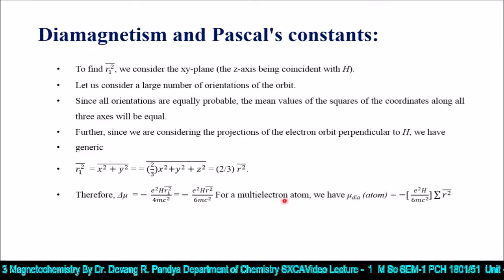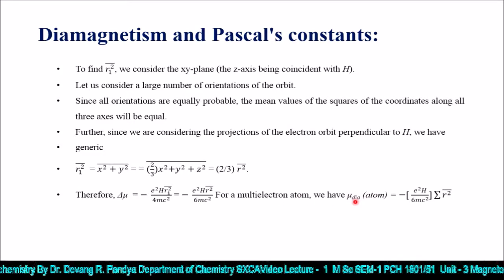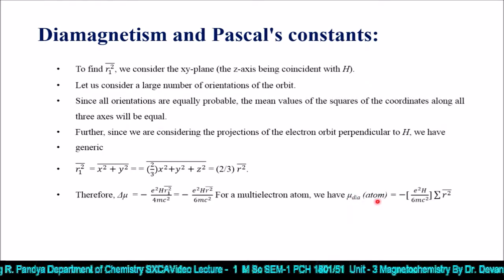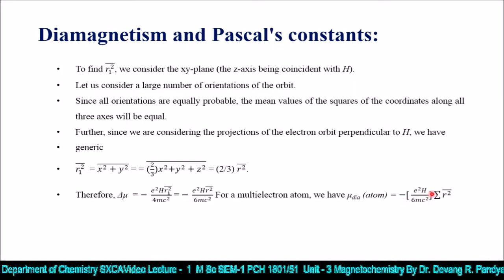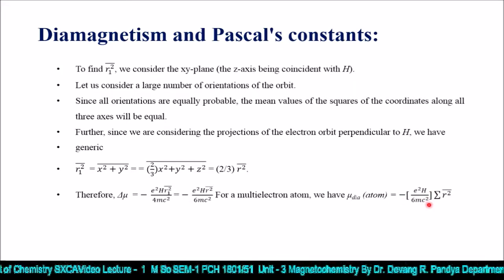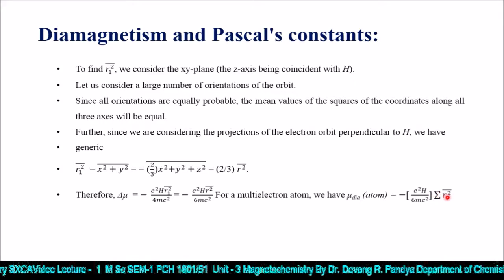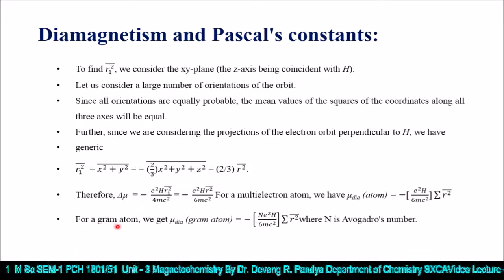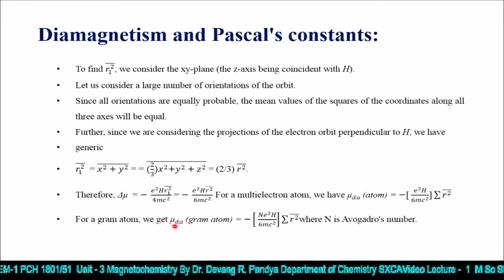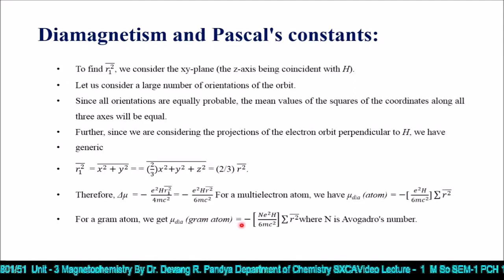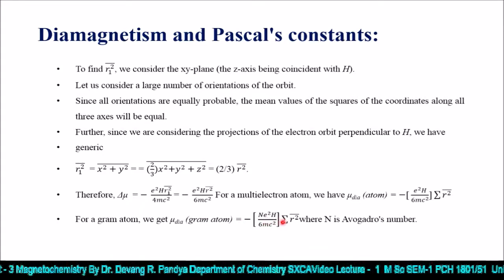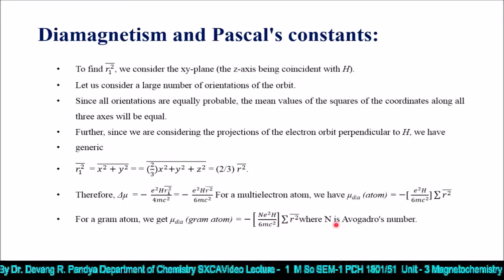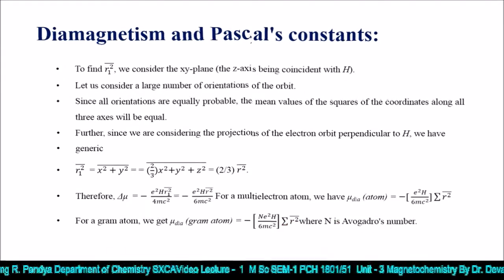For a multi-electron atom, we have the diamagnetic moment represented as mu dia atom is equal to minus e square H upon 6mc square into sigma r square for a multi-electron system. For a gram atom, we can get the value of the diamagnetic moment, mu dia gram atom, is equal to minus N e square H upon 6mc square into sigma r square, where N is Avogadro's number.